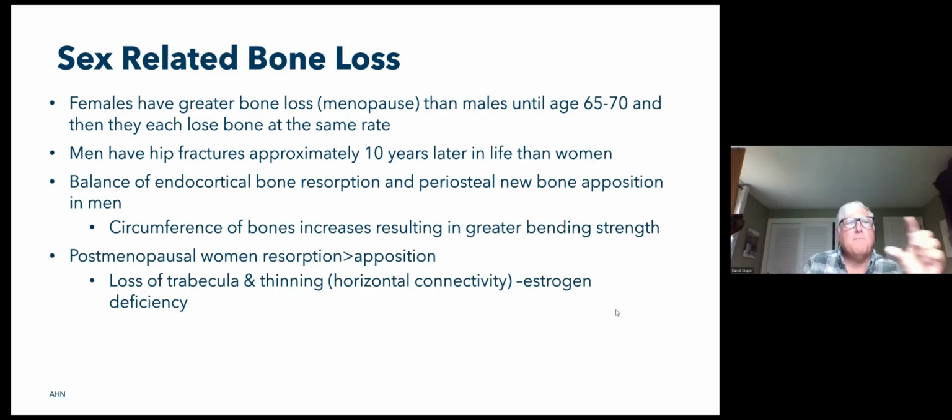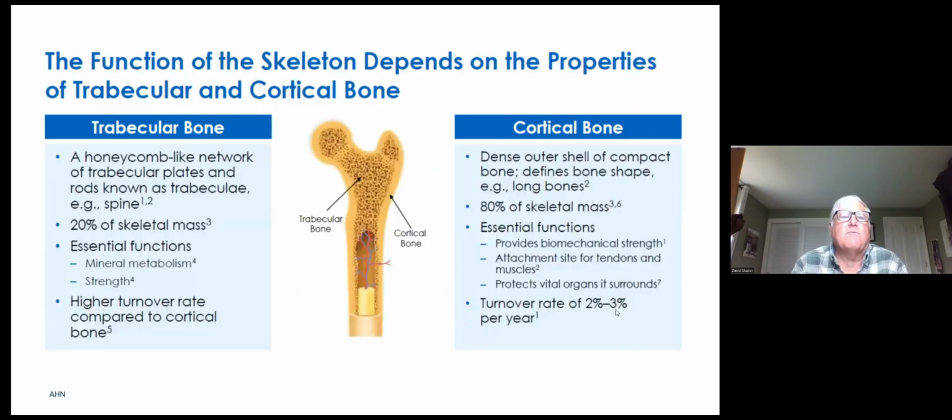So you typically lose that trabecular bone on the inside the fastest. That's the spongy bone. You get thinning of the bone. You lose the connectivity, which is the way the bones meet together. And this is primarily caused by estrogen deficiency. The spongy bone, the trabecular bone, is like a honeycomb type network. You can see it on the slide here. 20% of the skeletal mass in your body is spongy bone.